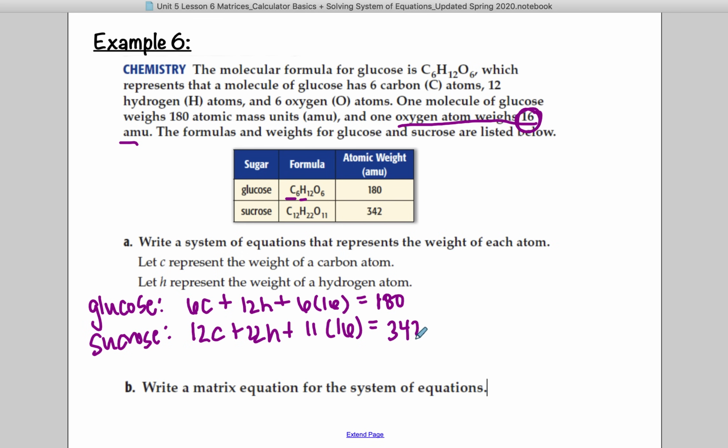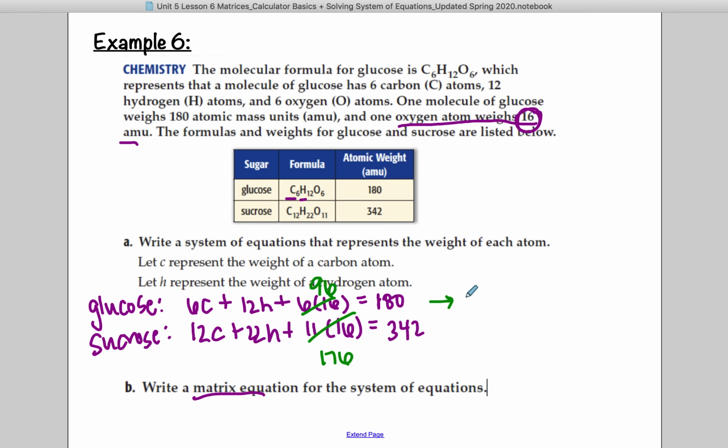Okay. Now from here, I am going to eventually write a matrix equation. So I have to have my variables lined up and then all of my numbers lined up. So what I'm going to do is figure out what numeric value 6 times 16 is. So 6 times 16, I should get 96. And 11 times 16, I get 176. And so these are constants. They're numbers without variables. So I'm going to move them to the other side so that I can write a little bit better system of equations, which will help me write my matrix equation.